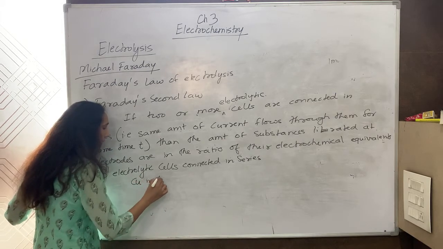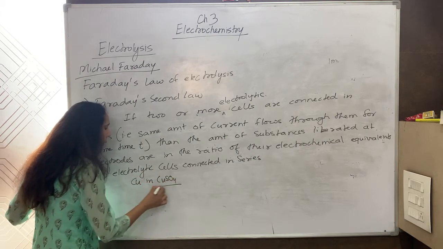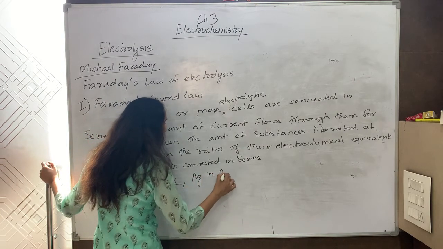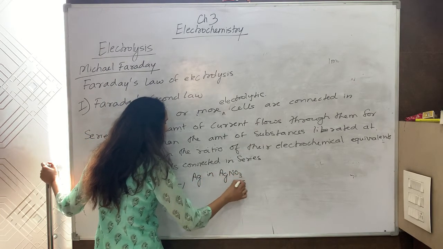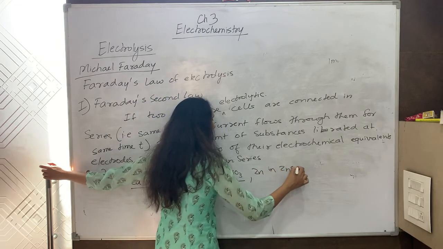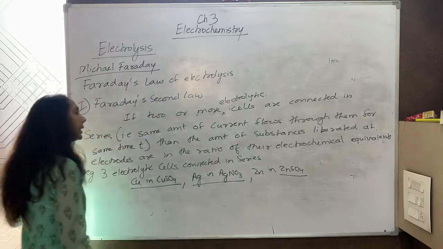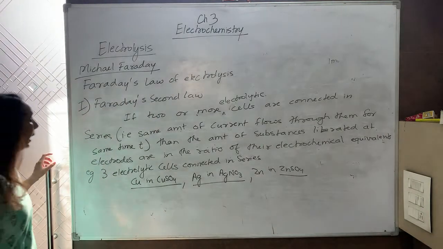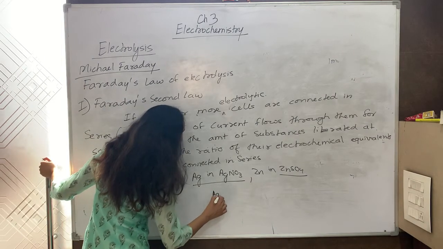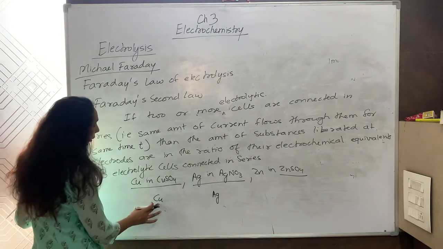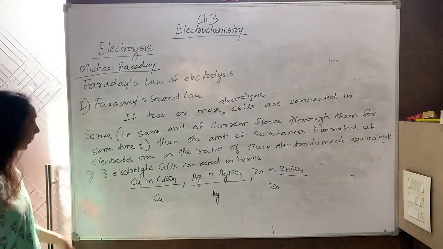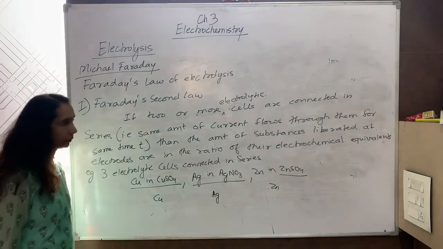Copper in copper sulfate, two copper rods are there dipped in aqueous copper sulfate. Silver in silver nitrate, aqueous AgNO3 solution. Third, zinc in zinc sulfate. The three electrolytic cells connected in series. In this case, copper is deposited. In this case, silver is deposited at the cathode. Here copper and here zinc. All are deposited.